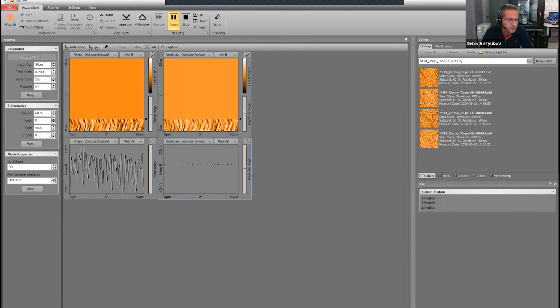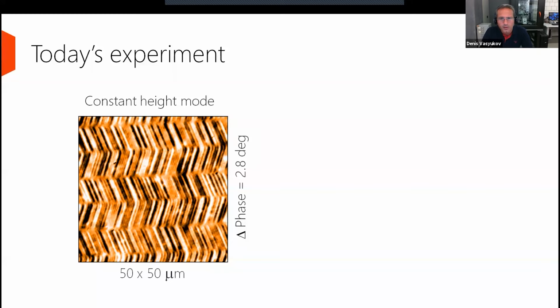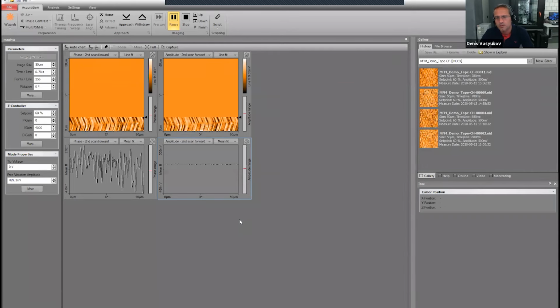Let me start a presentation again. So this is how it would look in the constant height mode. Well, if you wait these 5 minutes, that's what it's going to be. And now we're going to see how to do a contour following mode.